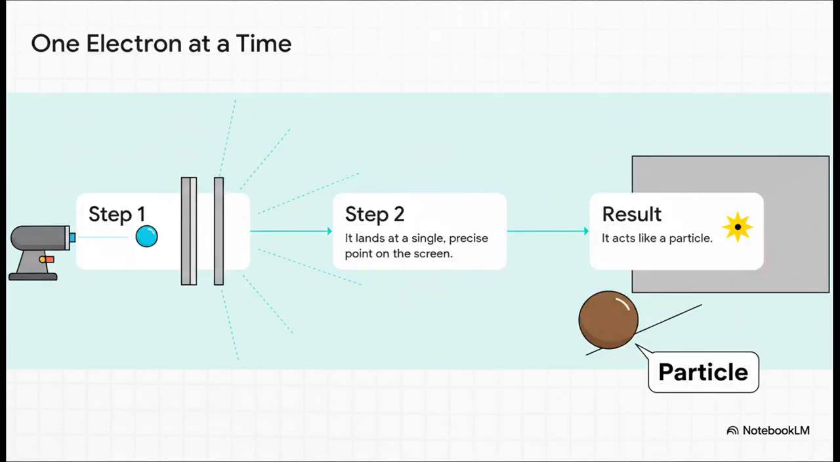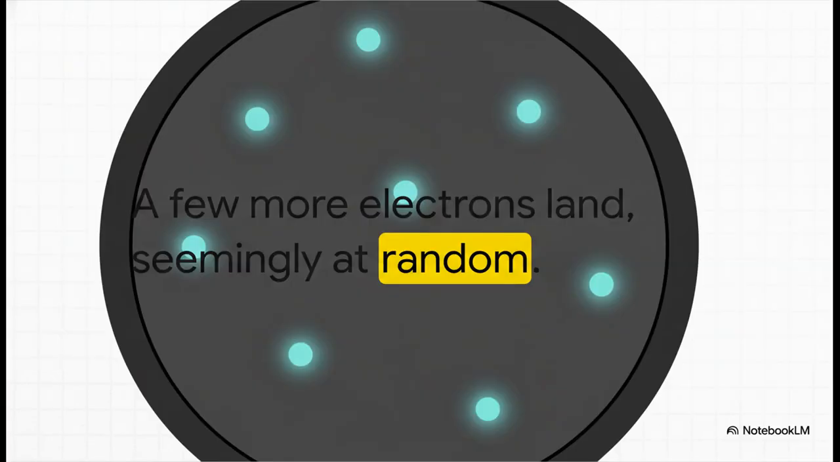Let's turn our electron gun way, way down, so we're only firing one single electron at a time. What happens? Well, a single little flash appears on the back screen. A tiny localized dot. It hit one specific spot exactly like a little marble would. So, case closed, right? An electron is a particle. But let's keep it going. We fire another electron. Bam, it lands in a different spot. And another, and another. If you just look at the first few impacts, there's no pattern at all. It just looks like a random scattering of dots on the screen.